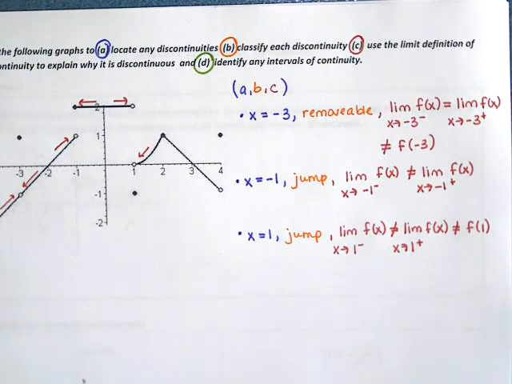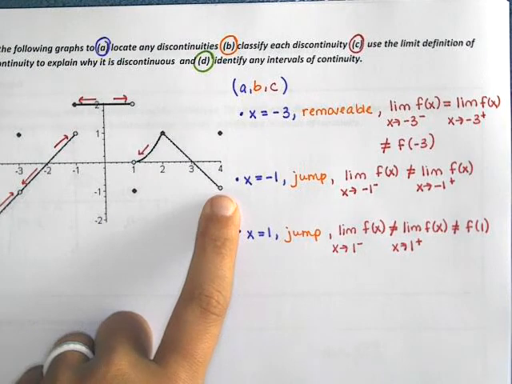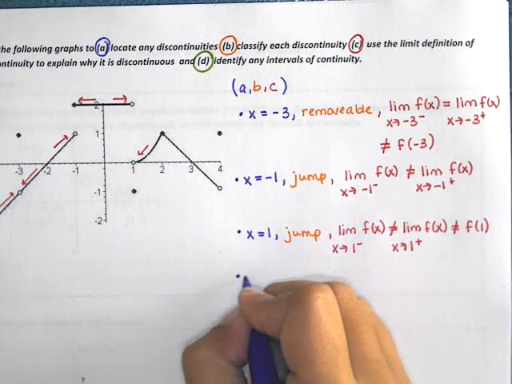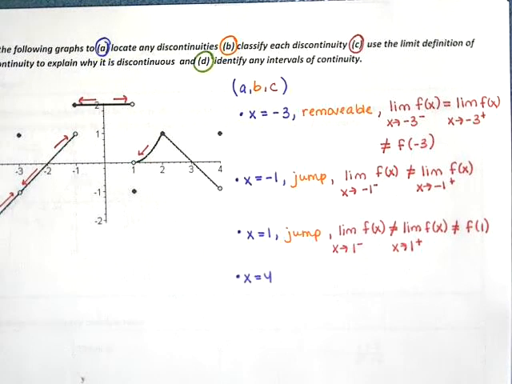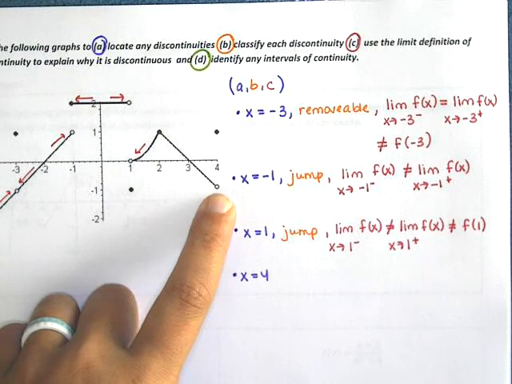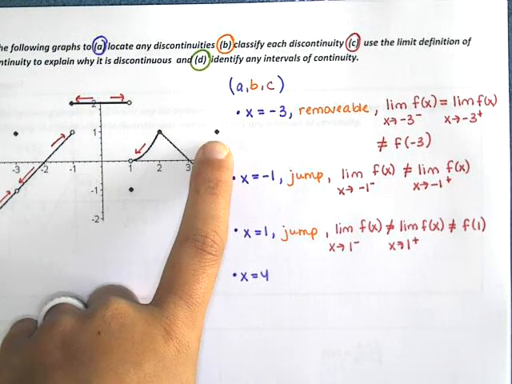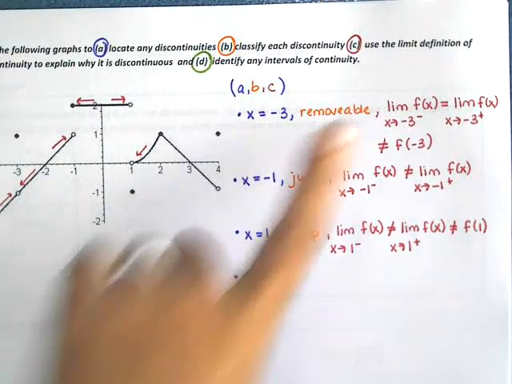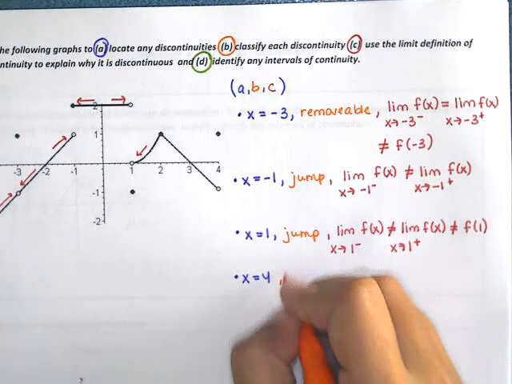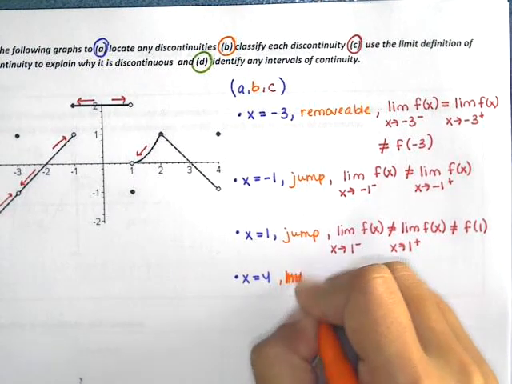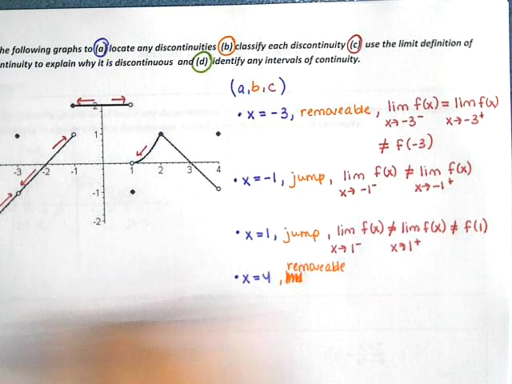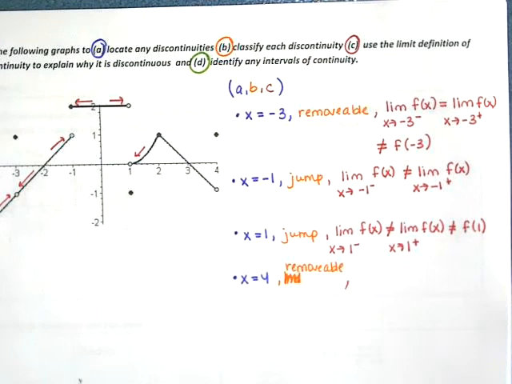Now if I continue to slide along the graph, the last place where there's a discontinuity is actually the endpoint at +4. This would be a removable discontinuity because there's a hole in the graph and the closed circle is somewhere else. If this point was connected to more graph, then it would be a jump. So here we would say that this is a removable, I'm calling it a hole, I'm sorry, removable discontinuity.